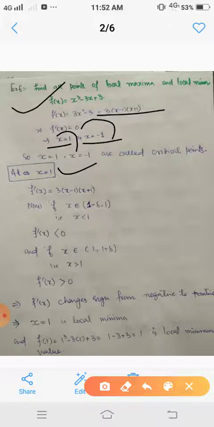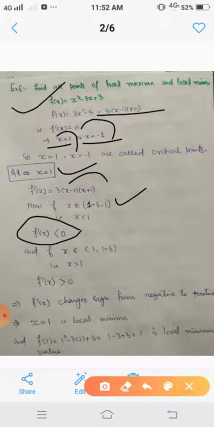Now at x equals 1, we will increase x through 1, that is, we will take firstly the points which are less than 1, that is in the interval 1 minus delta to 1. Here x is less than 1, so x minus 1 is negative, while x plus 1 is positive, which implies that positive into negative is negative, hence the derivative is negative, that is, f dash of x is negative for all the points which are less than 1.